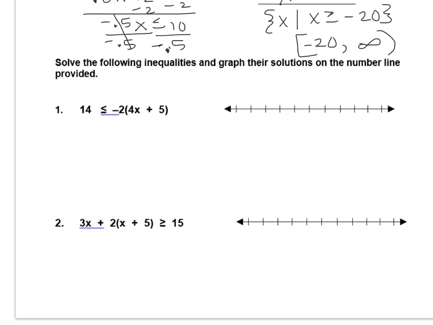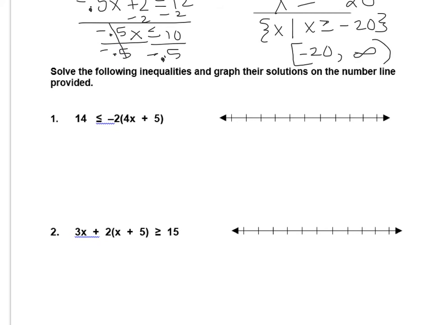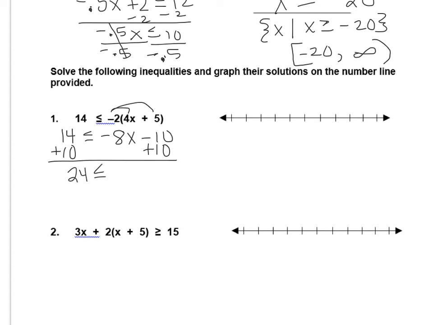Let's just do a couple more examples. In this next one, you would have to distribute. You'd end up with 14 is less than or equal to negative 2 times 4x is negative 8x. Negative 2 times 5 is negative 10. We have the variable on the right side, so let's do plus 10 to both sides to isolate that variable. 14 plus 10 is 24, is less than or equal to negative 8x.